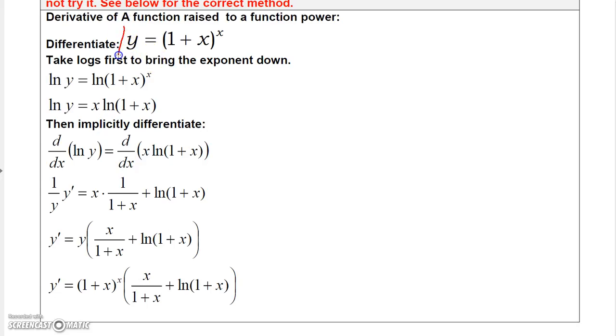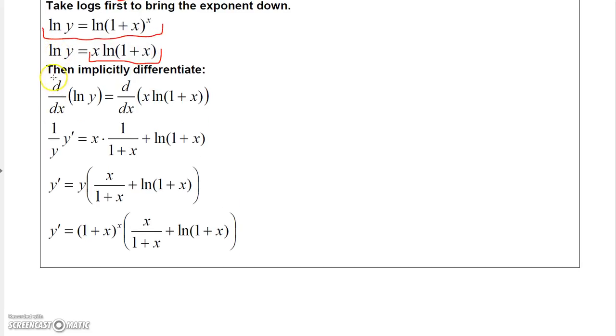Okay, now how do you find the derivative of a function of x raised to a function of x? Well, the first thing you want to do here is take the log of both sides. So I'm going to take the natural log of both sides. Then using log properties, I'm going to write the right-hand side as x times the natural log of 1 plus x. Then I'm going to implicitly differentiate. So the derivative of natural log of y, we've done this several times, is 1 over y times y prime.